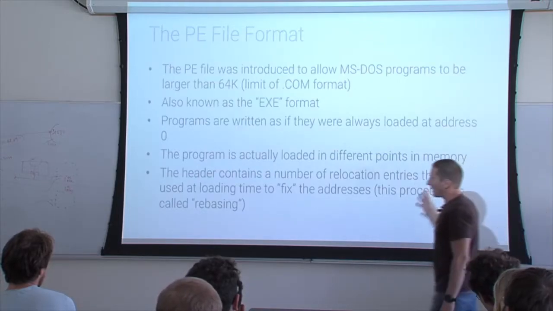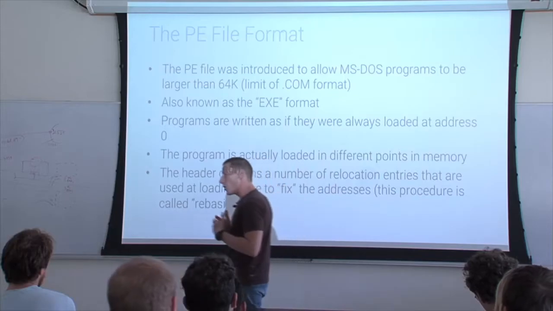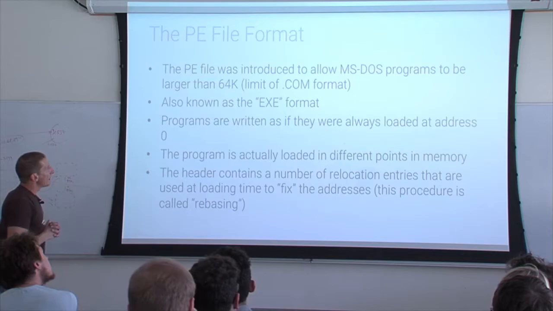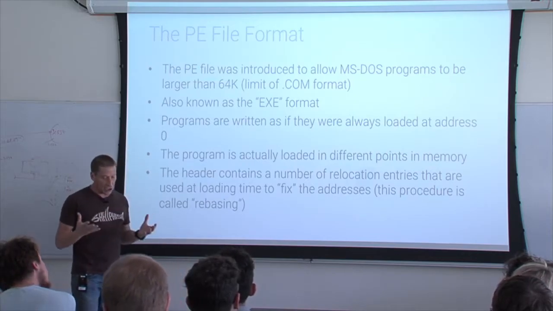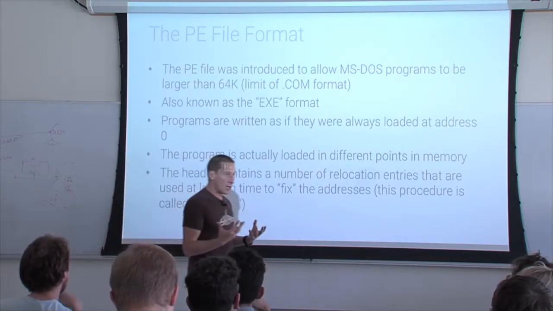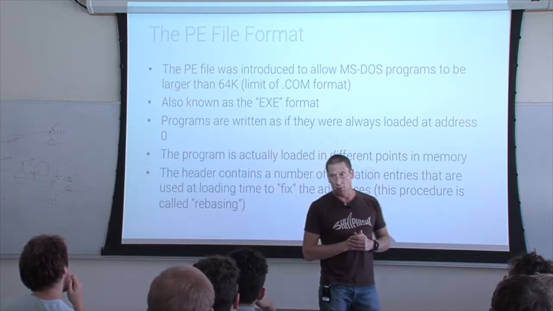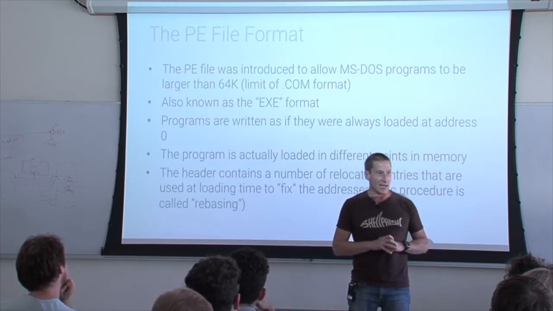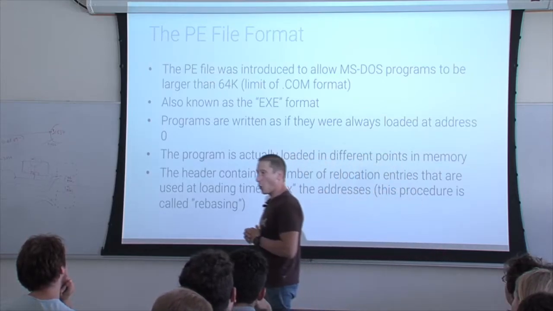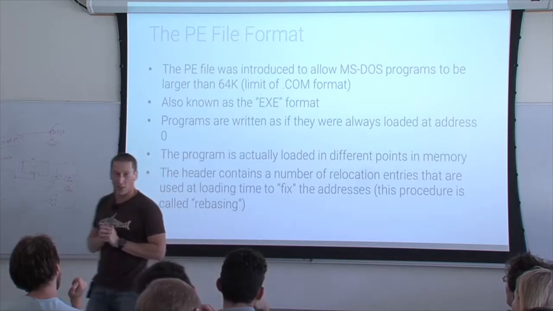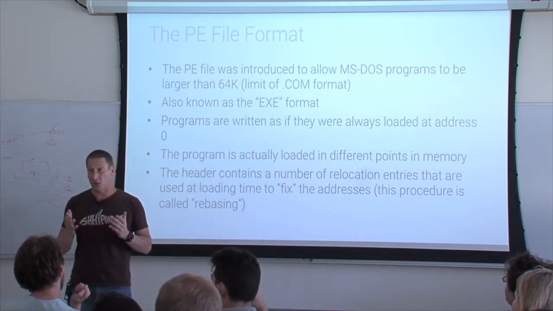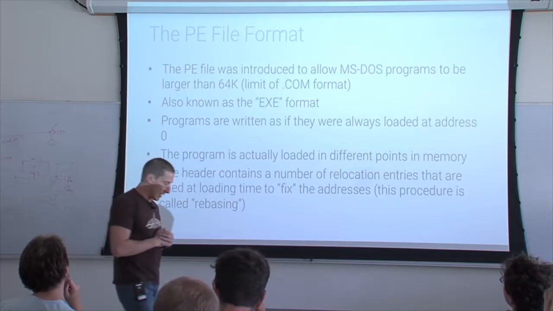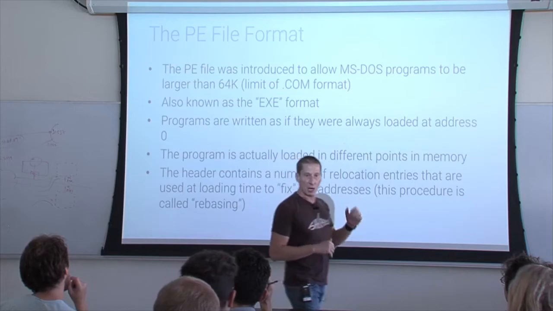The PE format is different. We will not go into details because it will make this way too boring. But the basic idea is that initially there was a COM program format that allowed only programs up to 64K. And at the time, of course, everybody thought that would always be enough for the rest of history. That was not the case. The COM format is super easy. You just take the binary, you load it in memory, you jump to it, and that's it.